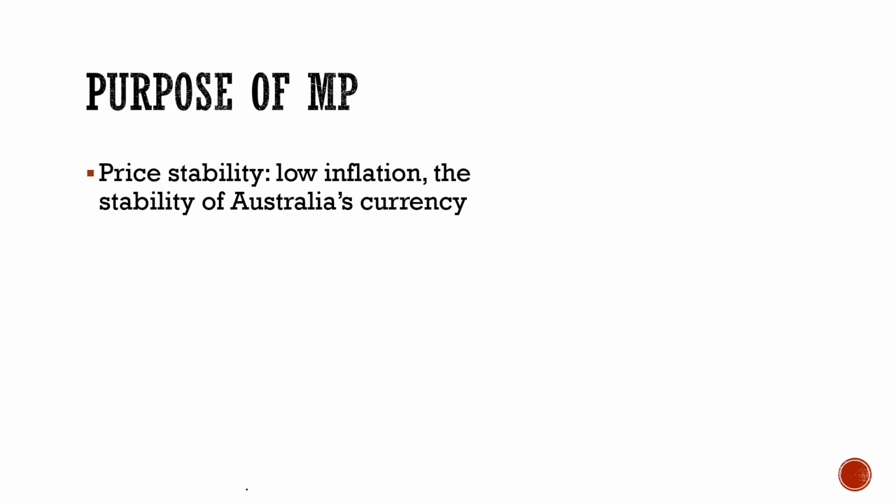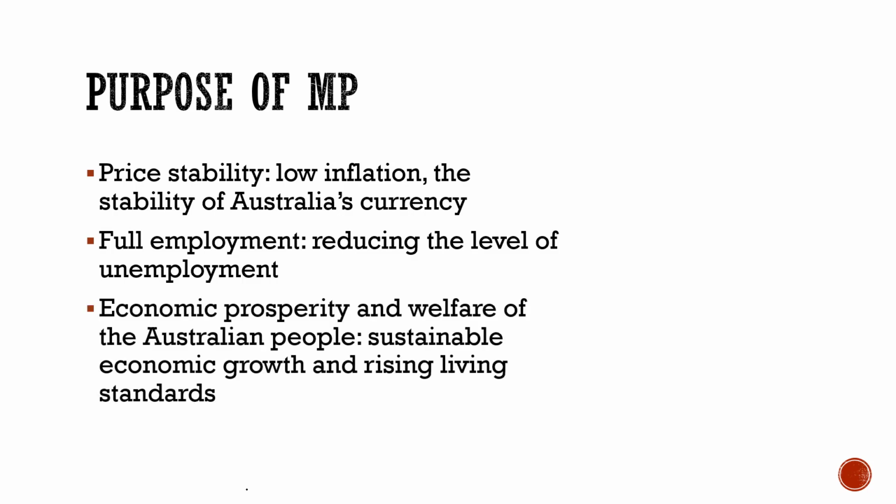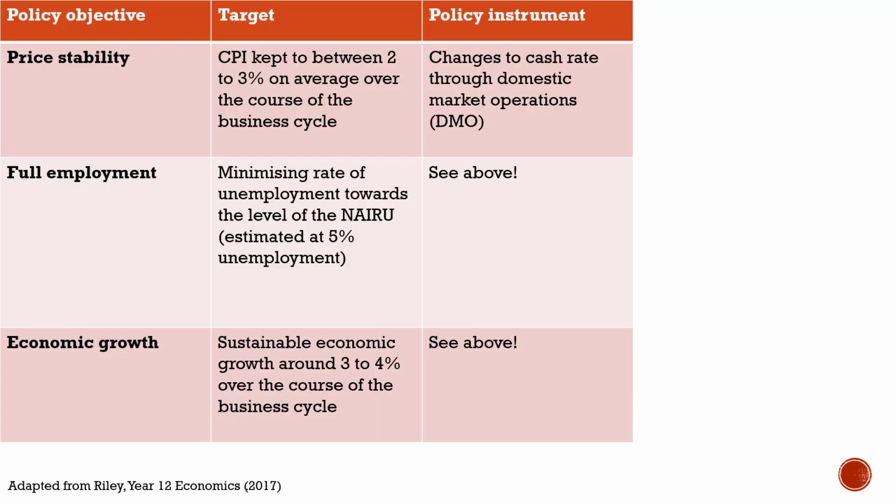First thing is price stability, which is all about low inflation and the stability of the Australian dollar. The other thing is full employment, so reducing the level of unemployment in the Australian economy. And the other goal of monetary policy is this idea of the economic prosperity and welfare of the Australian people, which sounds very grand and important, and is all about sustainable economic growth and rising living standards. So these are the three key elements.